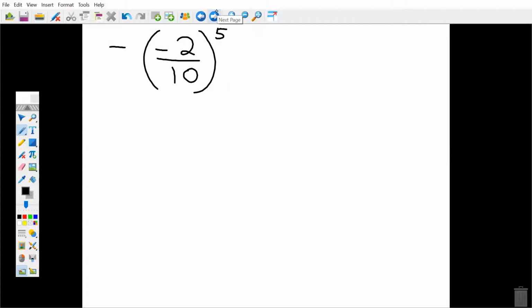For this question, I need you to simplify it, please. One hint for you is to simplify what is inside the brackets before you apply the exponent. Please try that now.